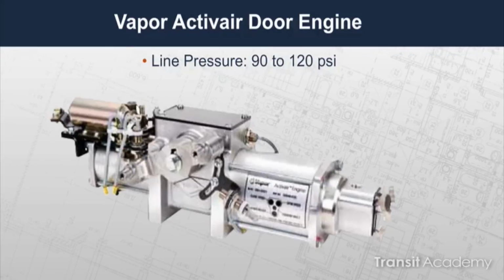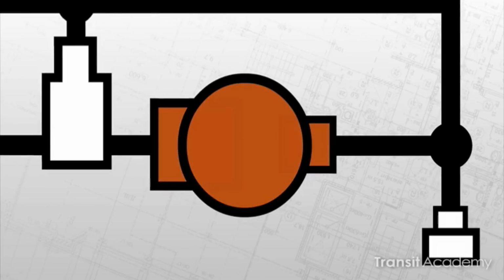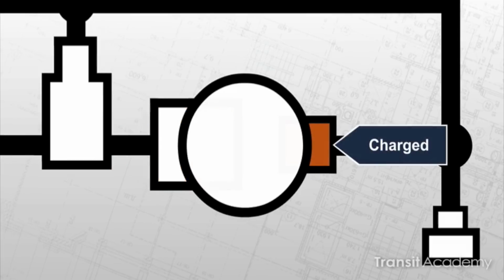You'll remember from the pneumatic schematic, the door engine looks like this. Here is the active air engine. This engine contains two chambers, one small and one large. The small chamber is charged with a pressure of between 90 and 120 psi. Its pressure does not change during normal door operation.